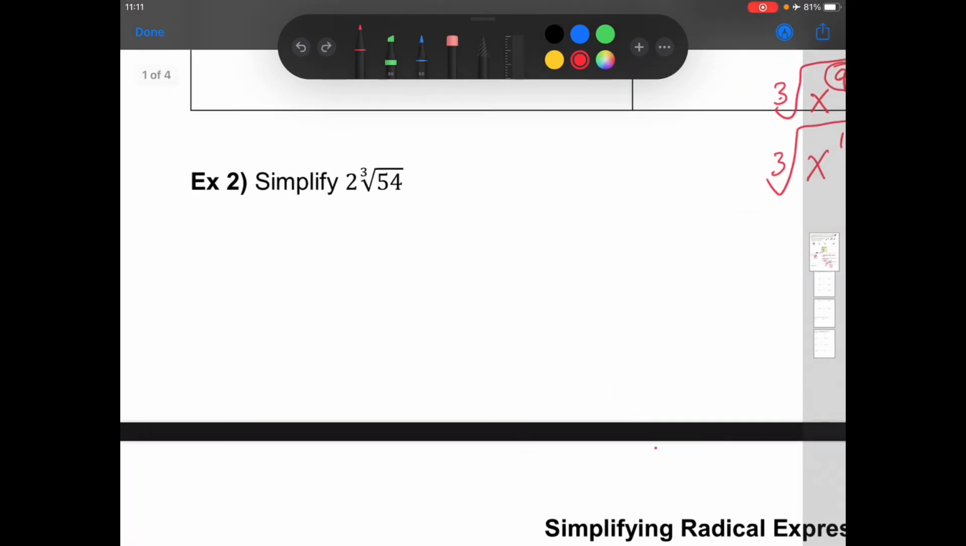So example 2 says 2 times the cube root of 54. Again, I'm going to write my cubes: 1, 8, 27, 64, 125. The more you write them, the better you will get with your cubes, and you don't have to rely on the calculator each time. Now this is just 2 times, that's multiplication; if there's no sign, it means multiplication. So it's just the coefficient. Now I want to break down 54. Is 54 a perfect cube? No, it is not, because it did not make my list. So I'm going to look for a number that goes into 54.